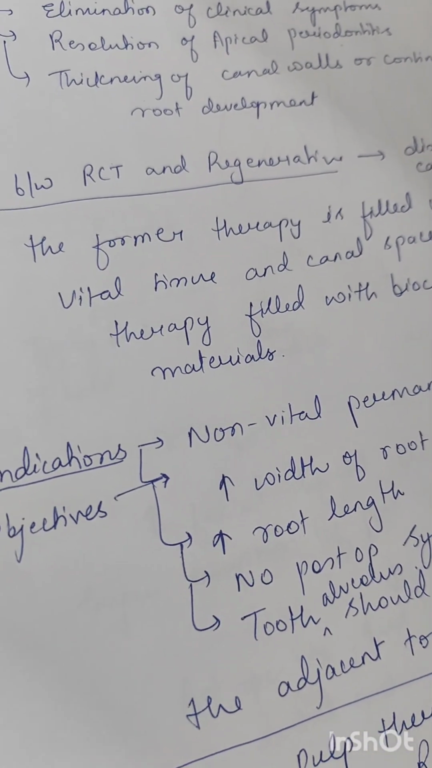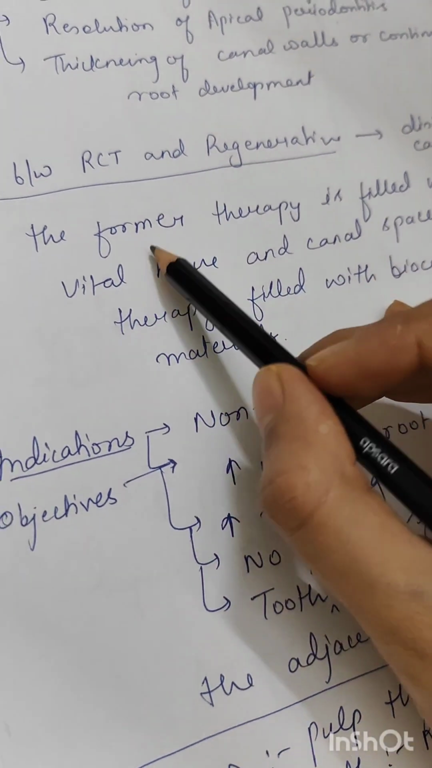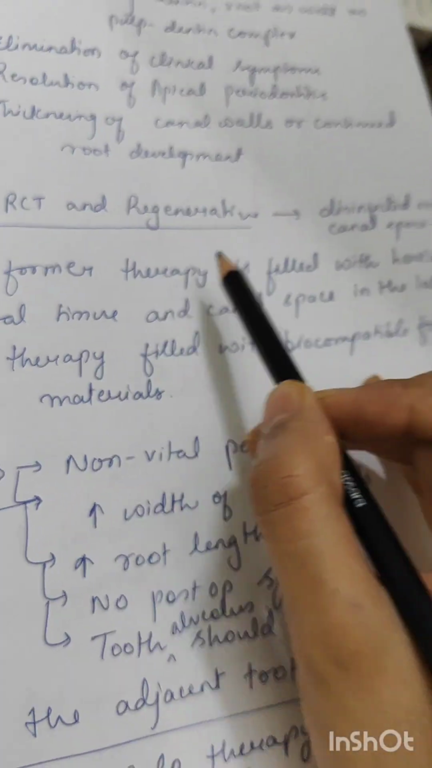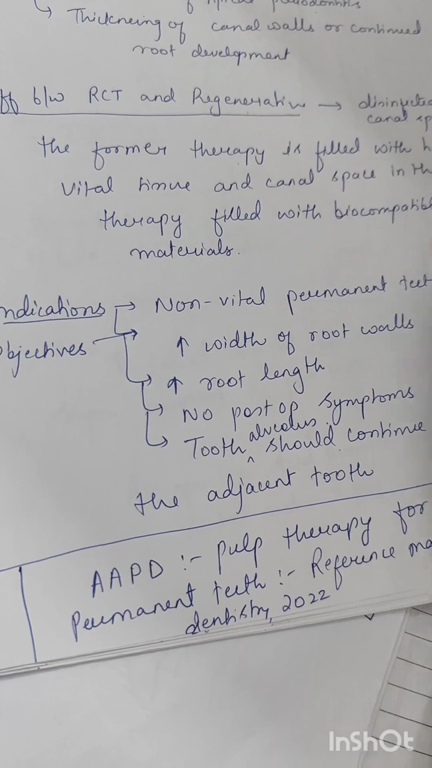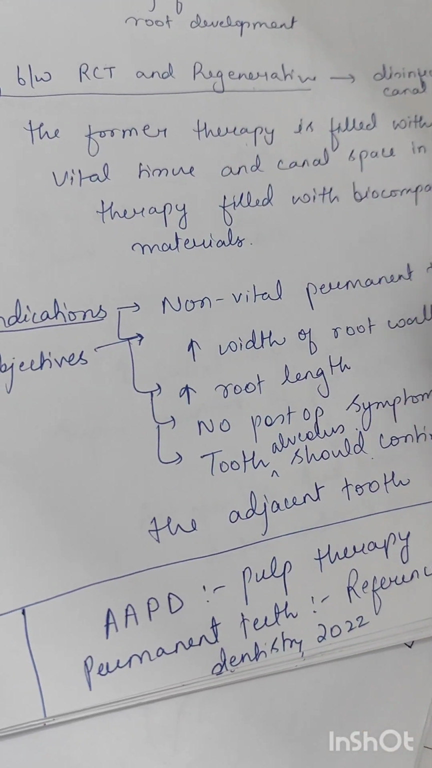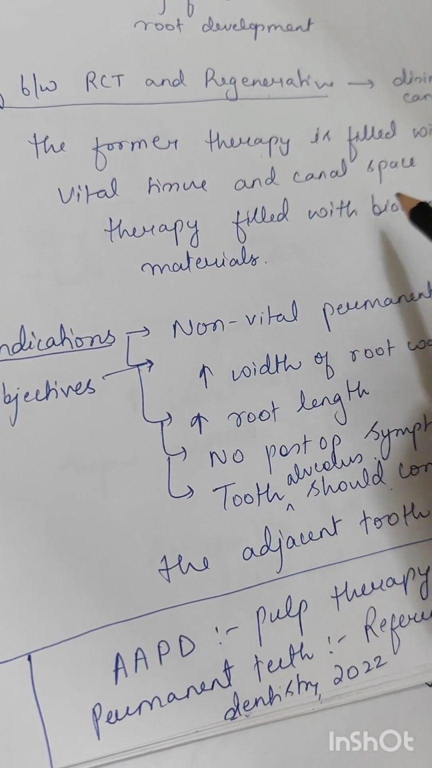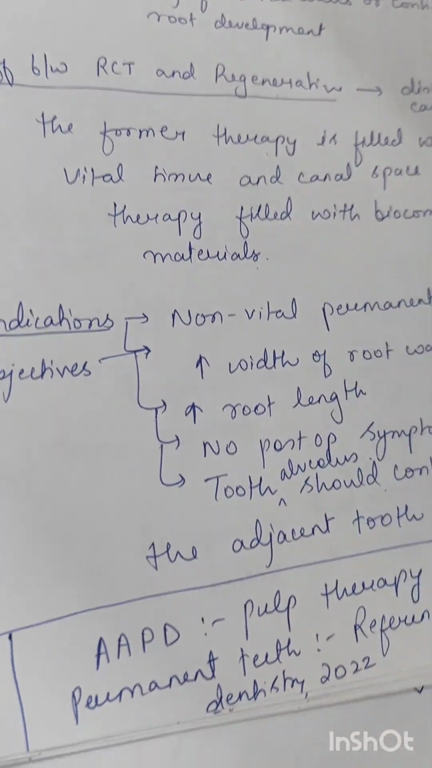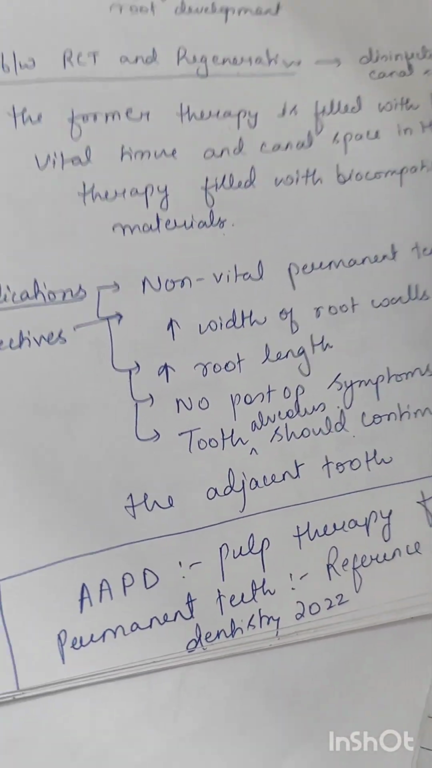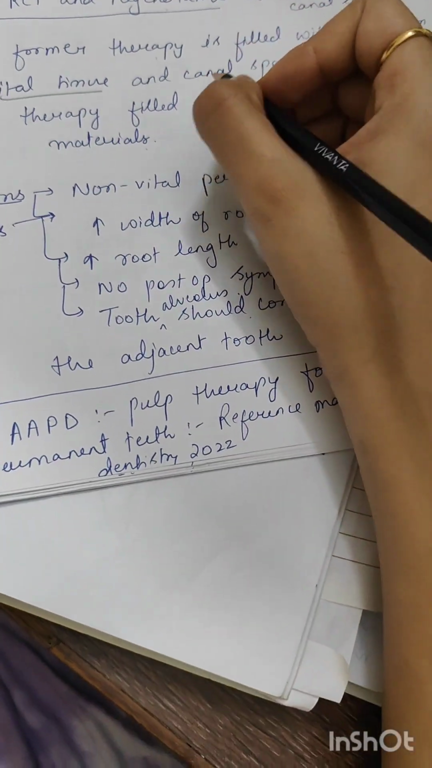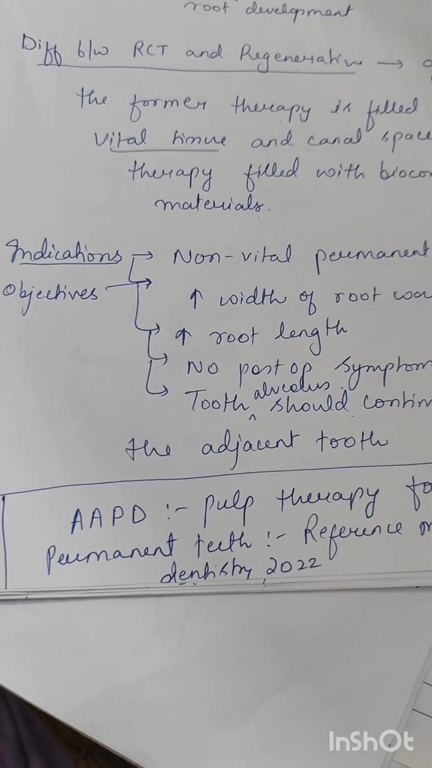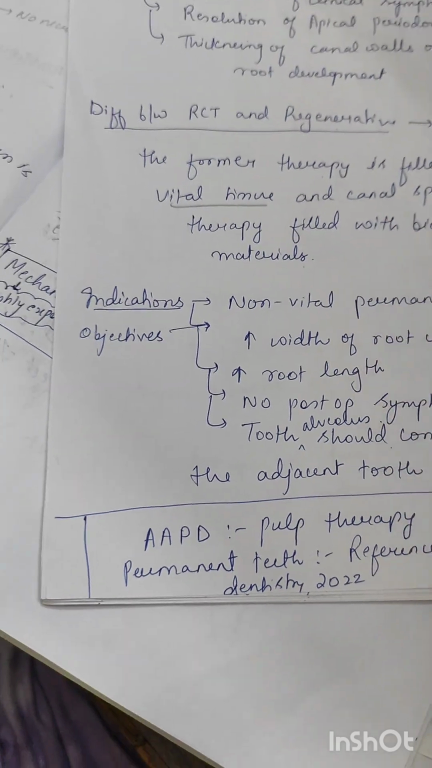After disinfection of the root canal space, in the former therapy, that is root canal therapy, the canal space is filled with biocompatible foreign material, and in the regenerative therapy it is filled with the host's own vital tissue. I hope it is clear. In regenerative endodontics we are using host's own vital tissue, and for a root canal, biocompatible foreign material.